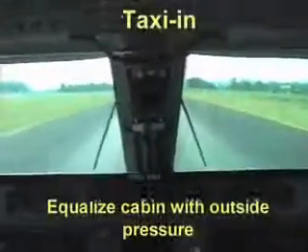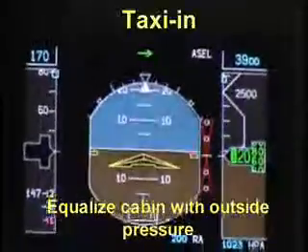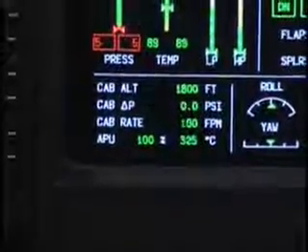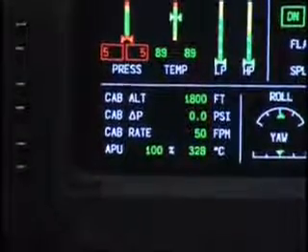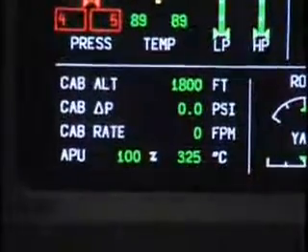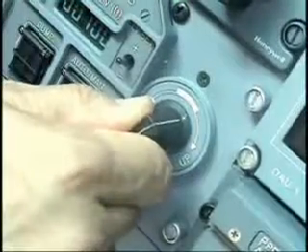Taxi in. Once on the ground again, the job is to equalize the cabin to the outside pressure. To get that, your delta P should read 0. Check the indication on the ICAS. If your cabin altitude is lower than landing altitude and you have some residual delta P, turn the manual controller to the 2 o'clock position to get the cabin up.